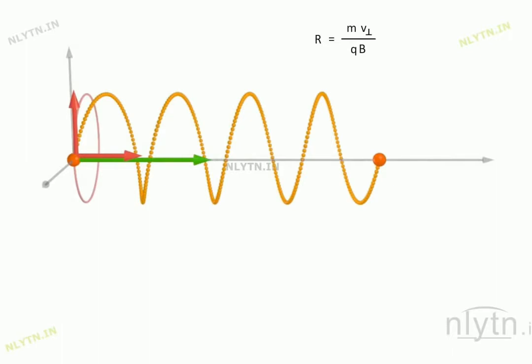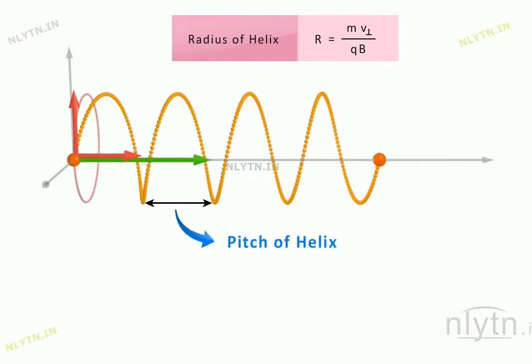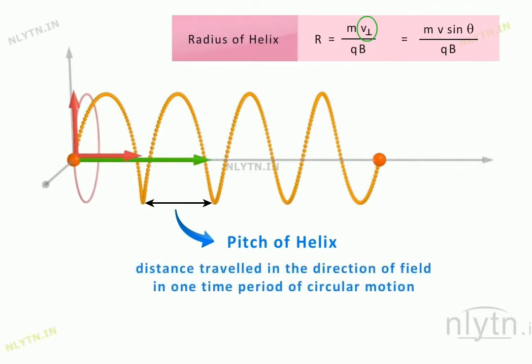So this is our radius equation. Radius is formed only by the perpendicular component, so m v perpendicular divided by qb. And the pitch of the helix, you see here. This is our pitch between two crests or two troughs. Okay. So instead of the perpendicular component, we take m v cos theta by qb. Pitch means the distance traveled in the direction of the field in one time period of circular motion.